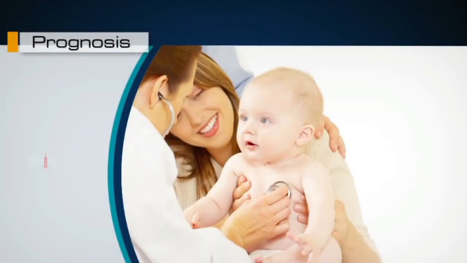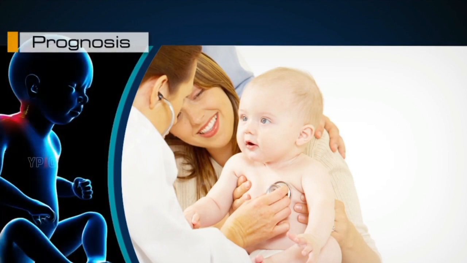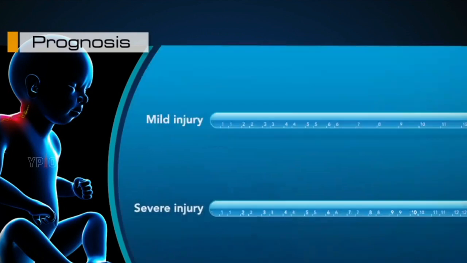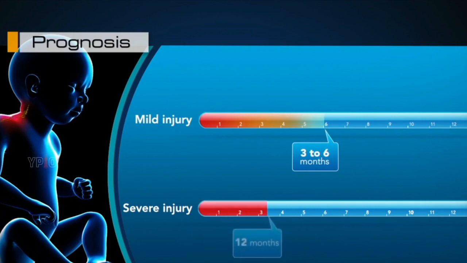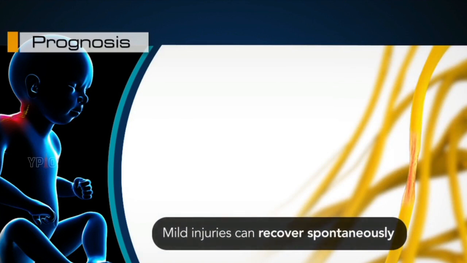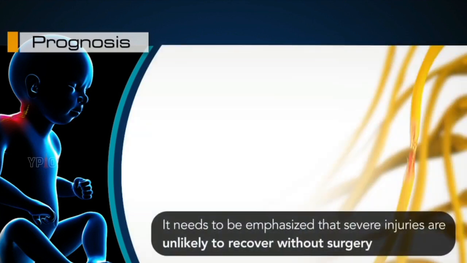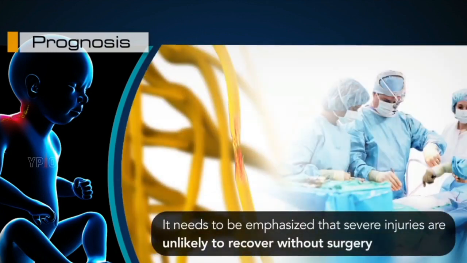Prognosis. Prognosis of the brachial plexus injury is directly related to the extent of the nerve damage. Mild injury to the brachial plexus may resolve within 3 to 6 months, whereas severe injuries may require treatment for over a year and regular follow-ups. While mild injuries can recover spontaneously, it needs to be emphasized that severe injuries are unlikely to recover without surgery.